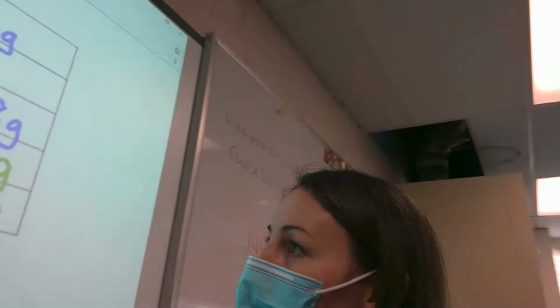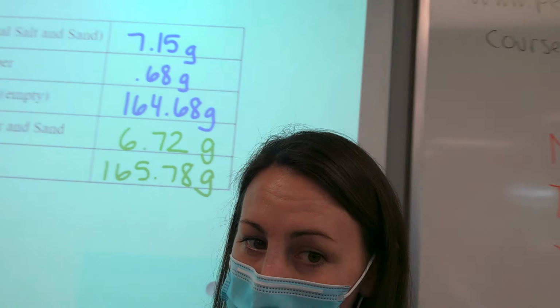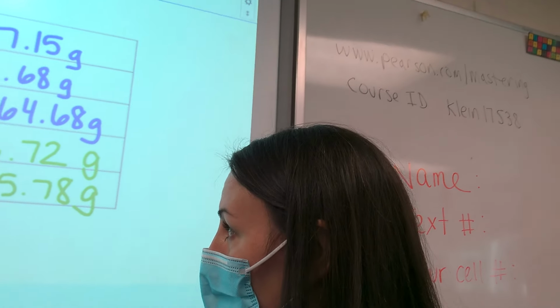This is what our salt is going to look like once we evaporate all the water out. Okay, so again, I'm not going to scrape this salt out of the beaker. I'm going to weigh this whole thing and then subtract the weight of the empty beaker from that. Okay, so let me give you guys that final data. Right. So my sand on my filter paper was 6.72 grams and my beaker of salt was 165.78 grams.